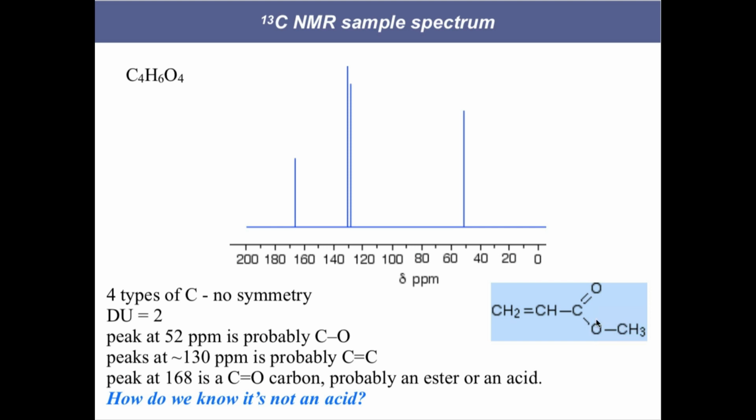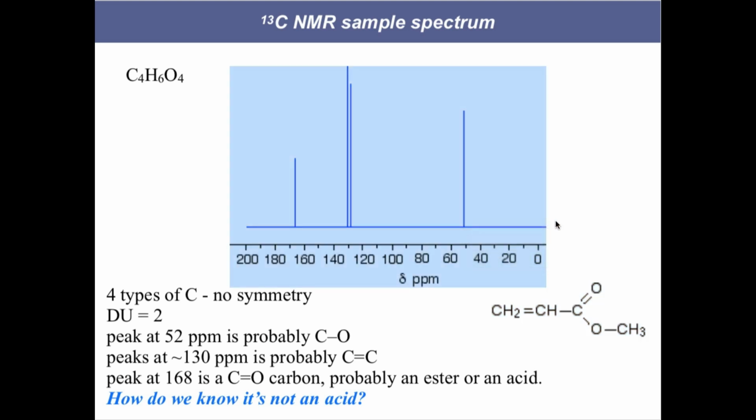This peak would move up field, down in terms of ppm. If we move this carbon over here, it would be single bonded to a carbon, so it would go down into the 0 to 50 range. So this peak right here, based on everything else that we know, tells me that this must be an ester and not an acid. So that's a very quick crash course on carbon-13 NMR.